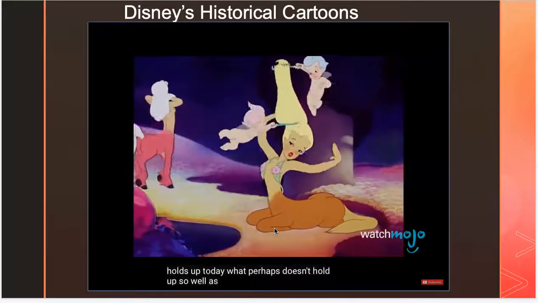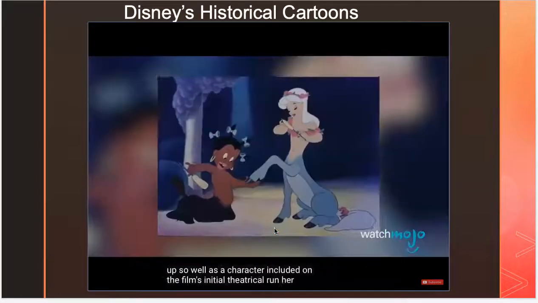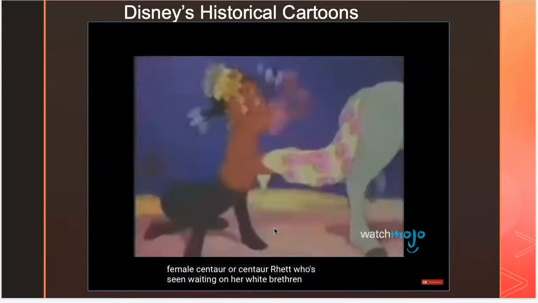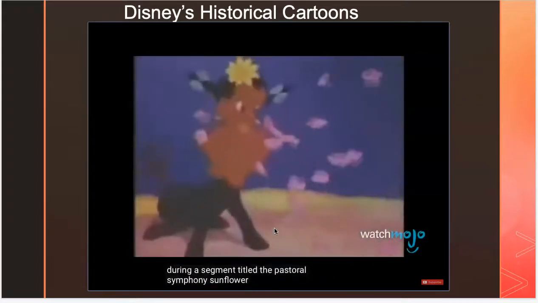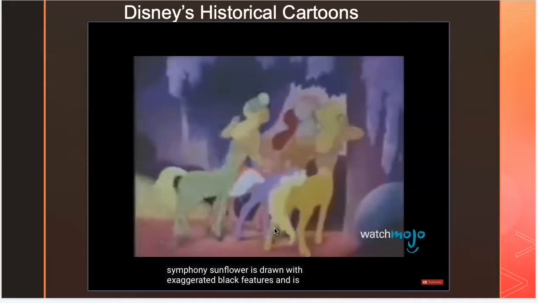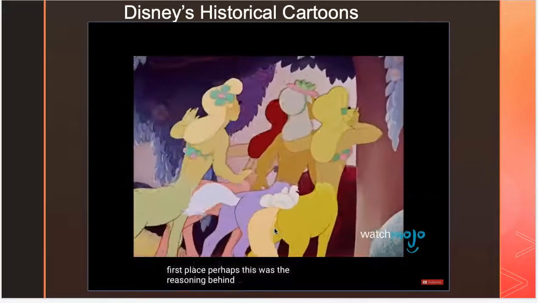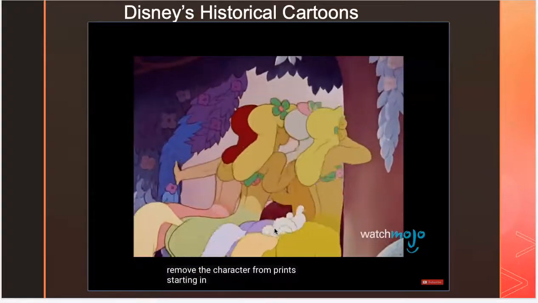What perhaps doesn't hold up so well is a character included on the film's initial theatrical run. Her name was Sunflower, and she was a black female centaur, or centaurette, who seemed to be waiting on her white brethren during a segment titled The Pastoral Symphony. Sunflower is drawn with exaggerated black features, and it is a clear example of a visual stereotype that didn't need to be there in the first place. Perhaps this was the reasoning behind Disney's decision to remove the character from print starting in the mid-60s.